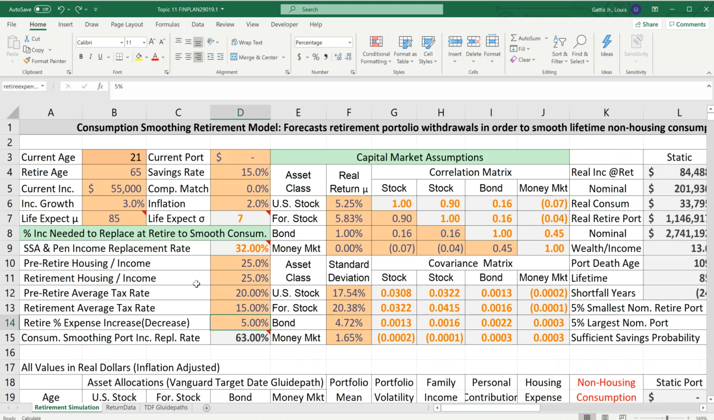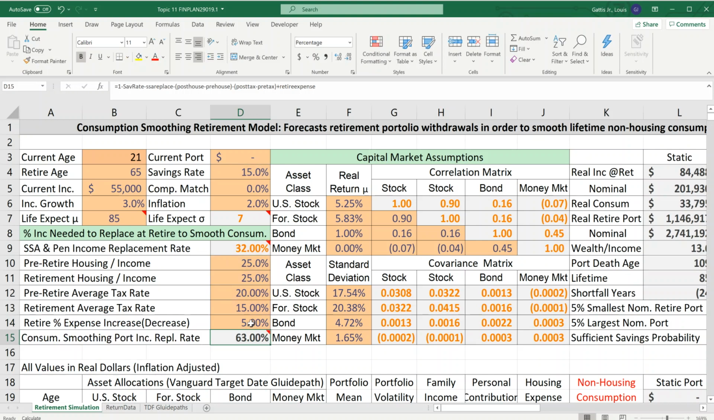What else here? The retirement expense increase. So in retirement, do you expect to spend more, say on travel, or more for healthcare? Or you can put a negative 5% in there and say, I'm going to eat out less, and I'm going to save money on commuting. So I'm going to put 5 there. And then there's my formula.